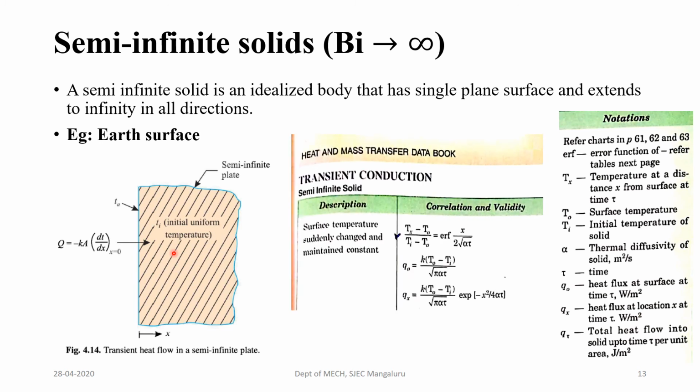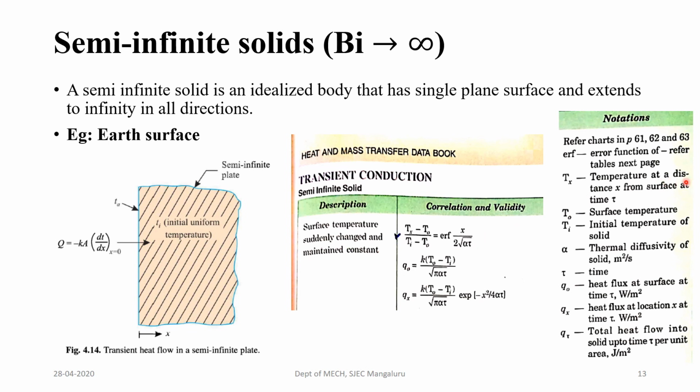Here, go to the data handbook, we have what is called semi-infinite solid. Here we use one equation called the error function. Temperature at any x, (Tx minus T naught) by (Ti minus T naught), is given by erf of x by 2 root alpha t. What is this Tx? Tx represents temperature at a distance x from the surface and at time t. If you want to measure temperature at any depth and at any given time, use this equation.